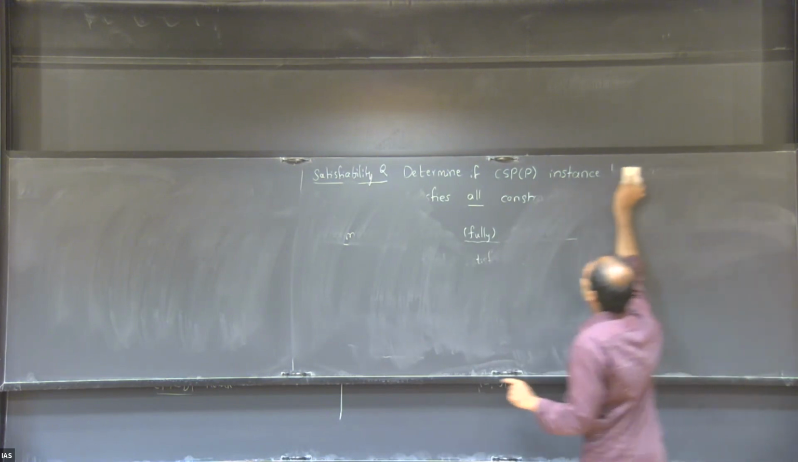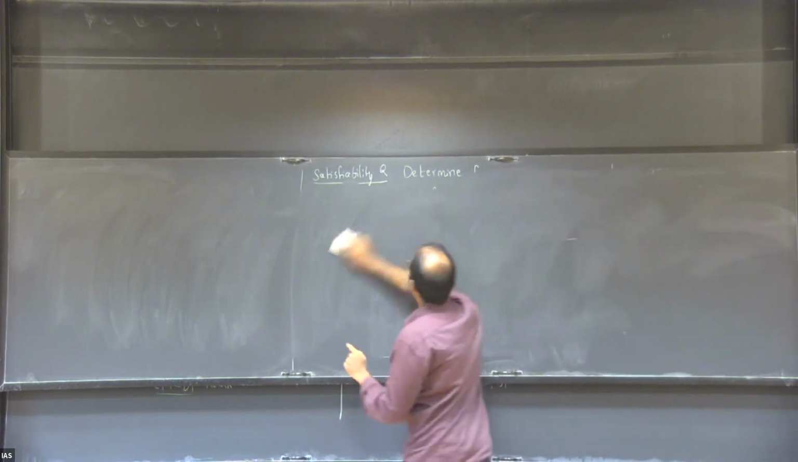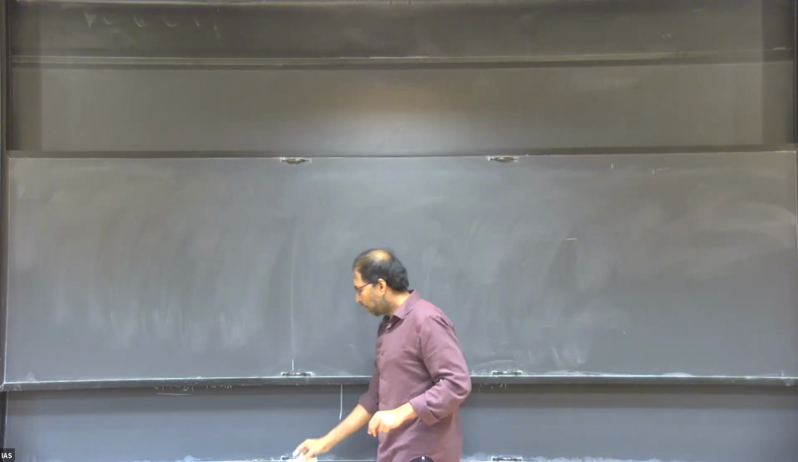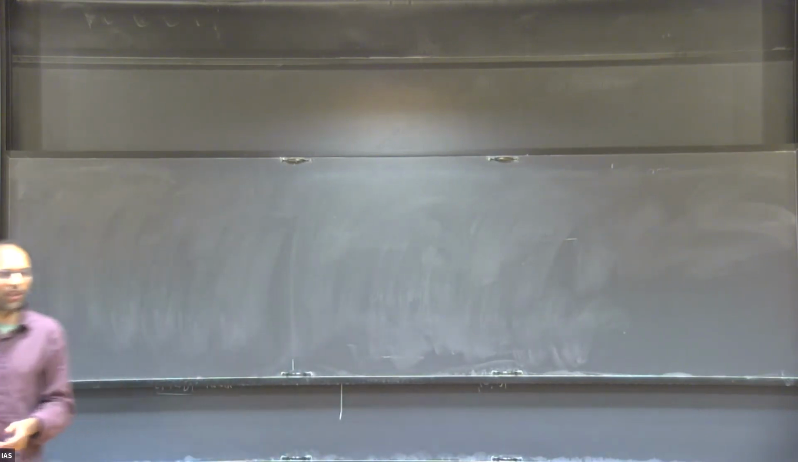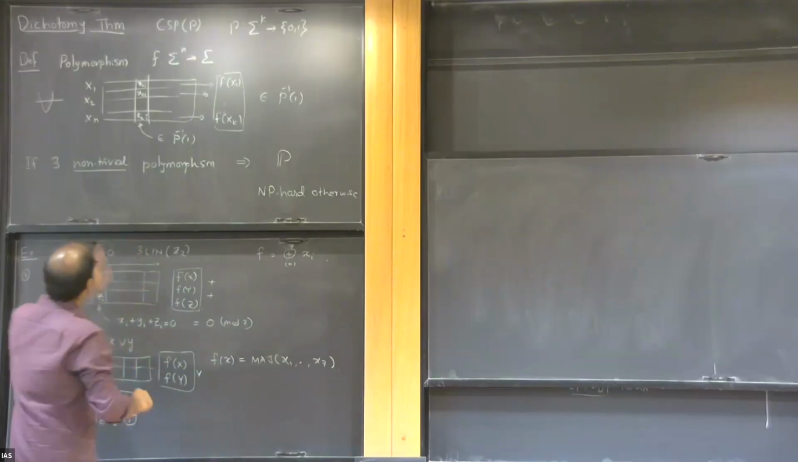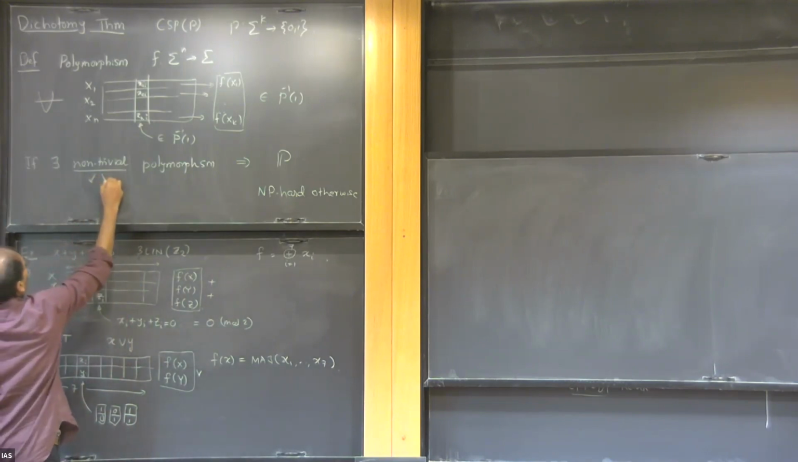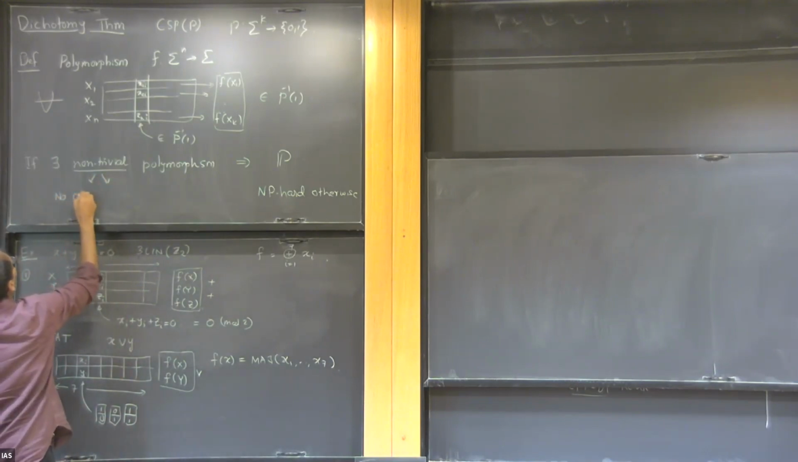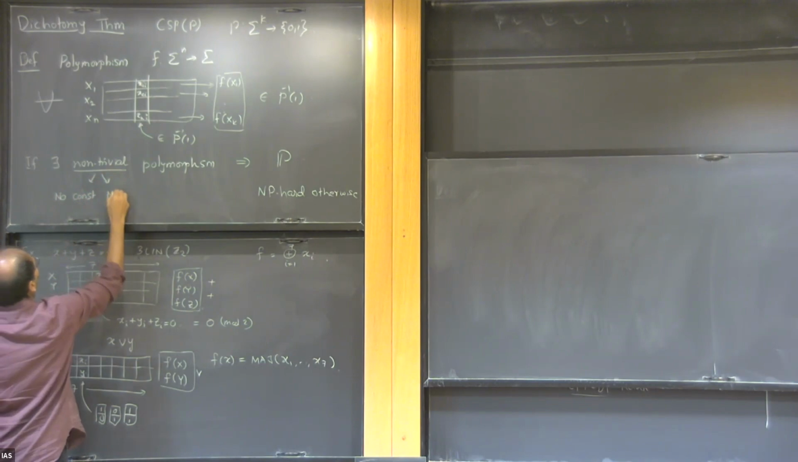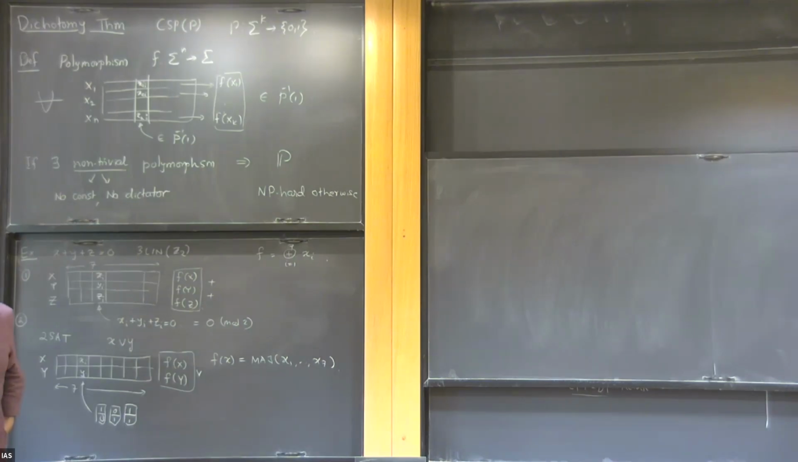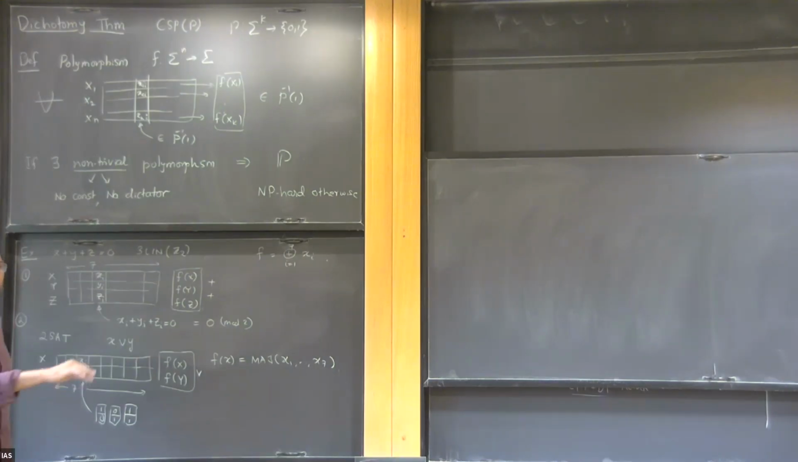I think I don't get it. I mean, for example, it can also be a constant function. So when I say non-trivial, you also have to disallow the constant function. So non-trivial meaning no constants, no dictators. But if there is a constant, it's very easy. If the constant is a polymorphism, then you can just use this constant to satisfy everything. That's some kind of trivial case.